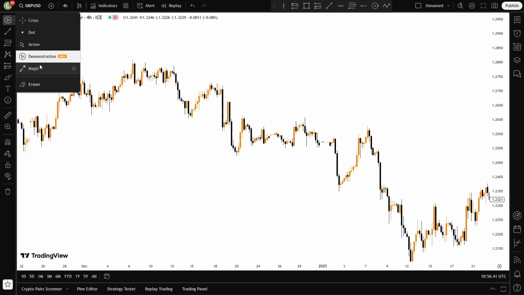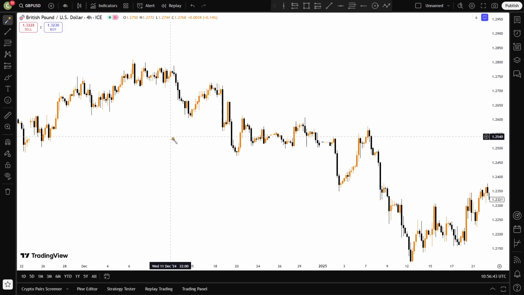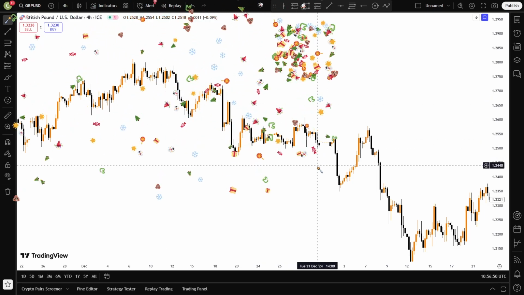Now the next is the magic wand tool. The magic wand tool is used to simulate a celebration animation, and that's just its function. So I click anywhere on the screen, and this is what happens.